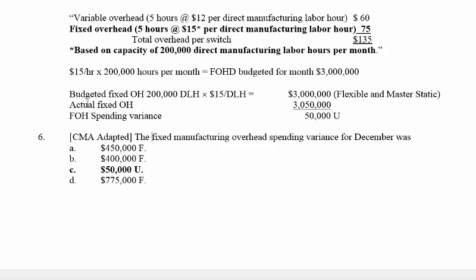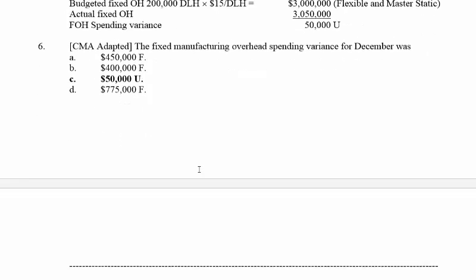So let's figure out what the spending variance is. The spending variance when it comes to fixed overhead is just the difference between what was originally budgeted and what was actually spent. $3 million is what would have been budgeted, but the actual fixed overhead per the details that they gave us farther up in the page was $3,050,000. Therefore, we have spent $50,000 more than we planned on, and that's an unfavorable spending variance for fixed overhead of $50,000 unfavorable.